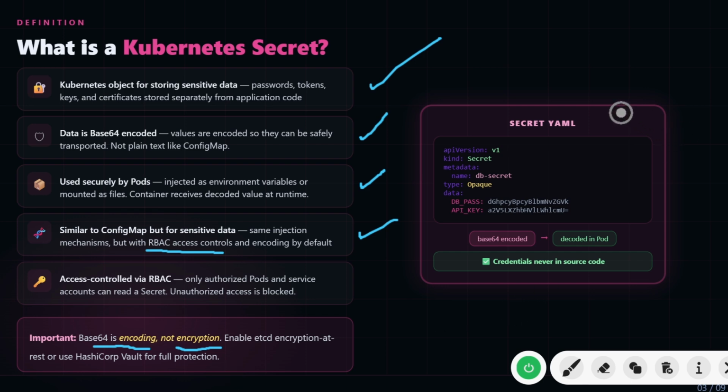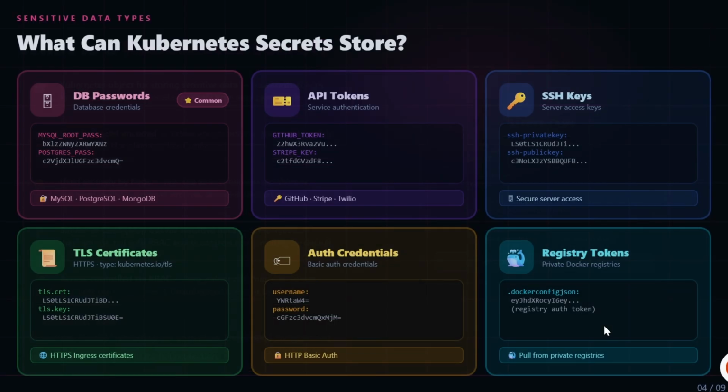So this is how exactly the secret YAML file looks within Kubernetes. We specify the kind as Secret, and in the metadata we specify the name as db-secret, and the type, and then data, meaning whatever credentials or secret information you need to pass, like a database password or API key. It will be encoded and decoded within the pod, and never hard coded anywhere in the source code.